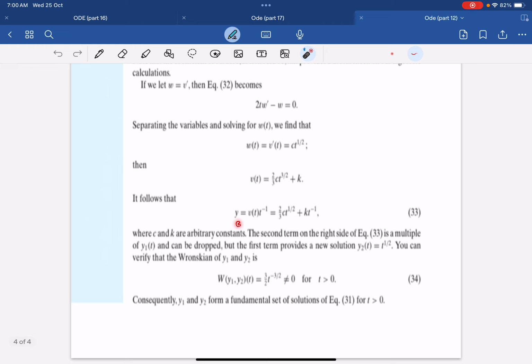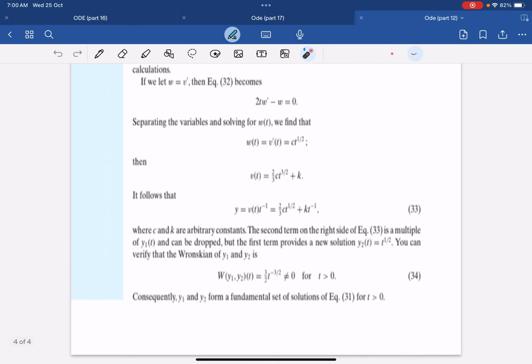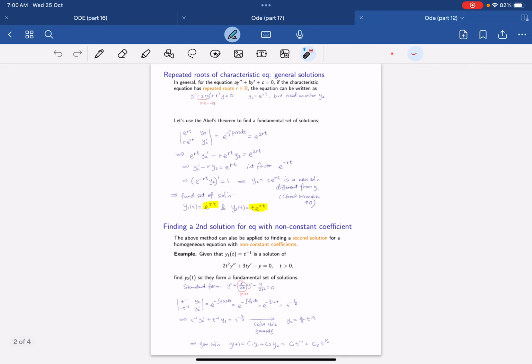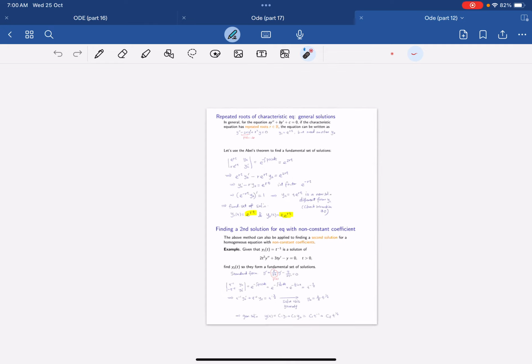And it follows that y equals v times t minus 1 is this. This part you can ignore because it is a multiple of y1. And we see that y2 will just equal t^(1/2). We just need to check the Wronskian to be non-zero, and we see that we arrive at the same formula as when we use Abel's theorem.